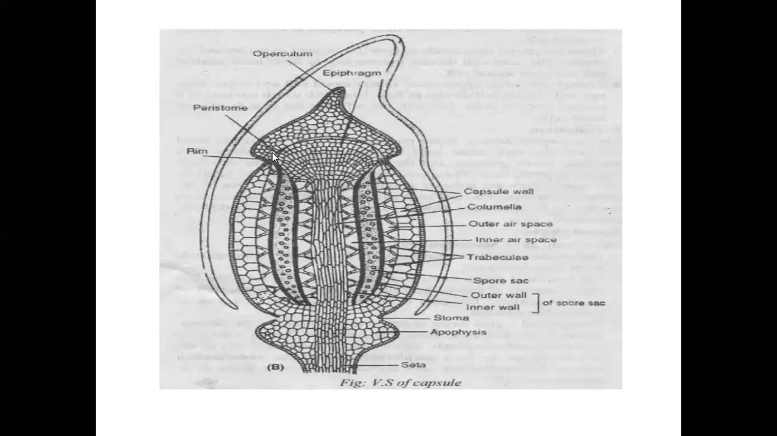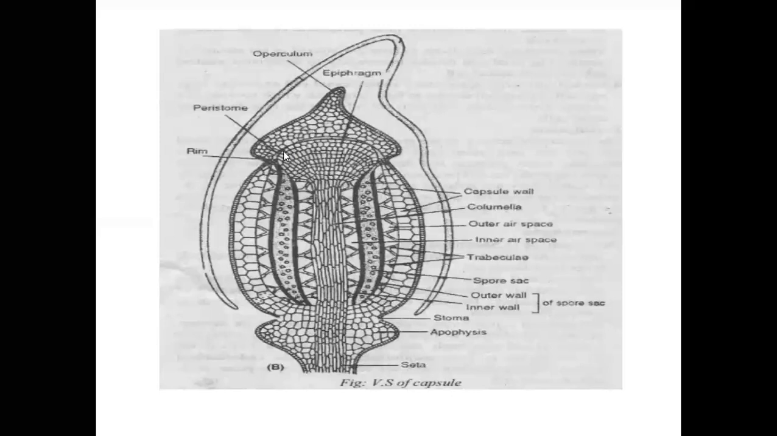At the terminal part of the theca, the cap is present. The cap is mainly made by epiphragm and operculum. Epiphragm is the lower part, and operculum is the upper part of the cap-like structure. Between the operculum and epiphragm, a rim-like structure is present. On the rim-like structure, peristome teeth are present. There are 16 to 32 peristome teeth, but these peristome teeth are not hygroscopic.